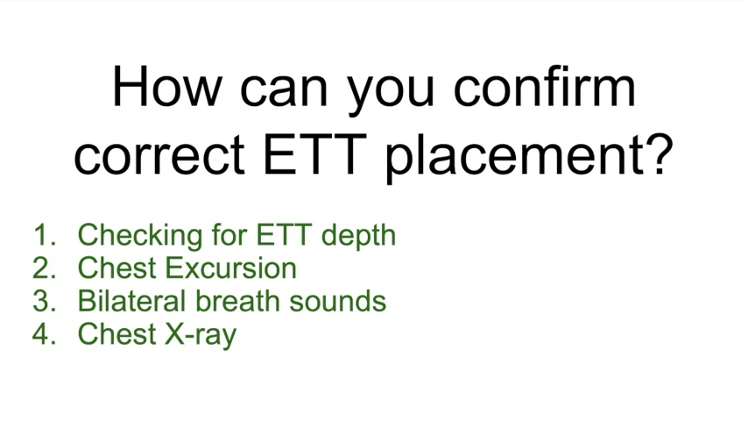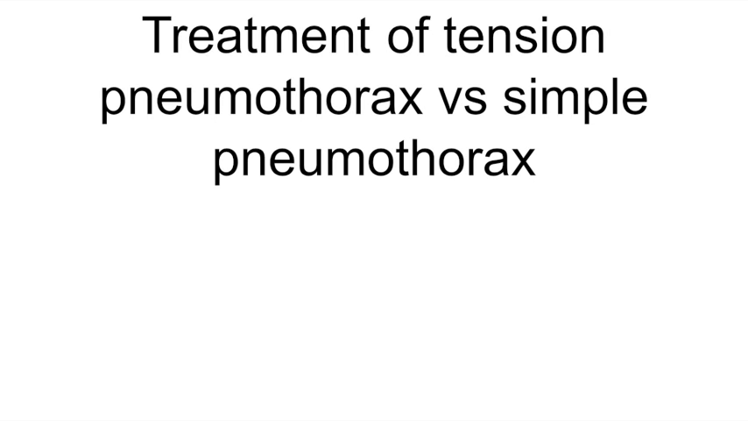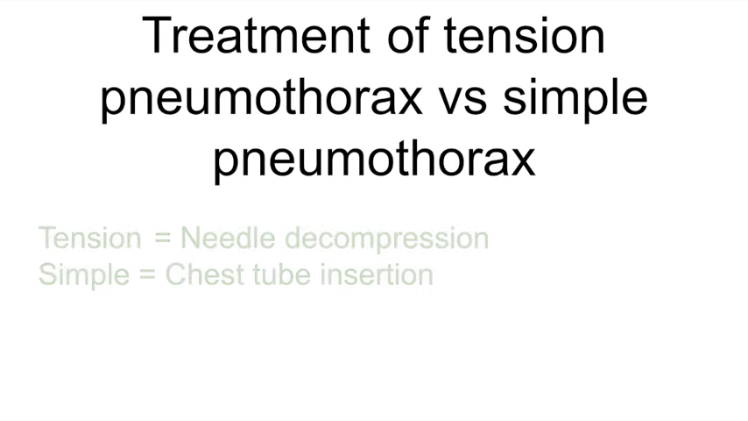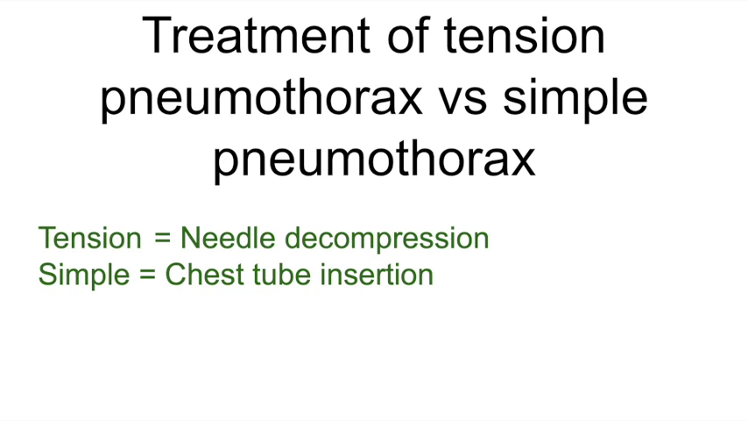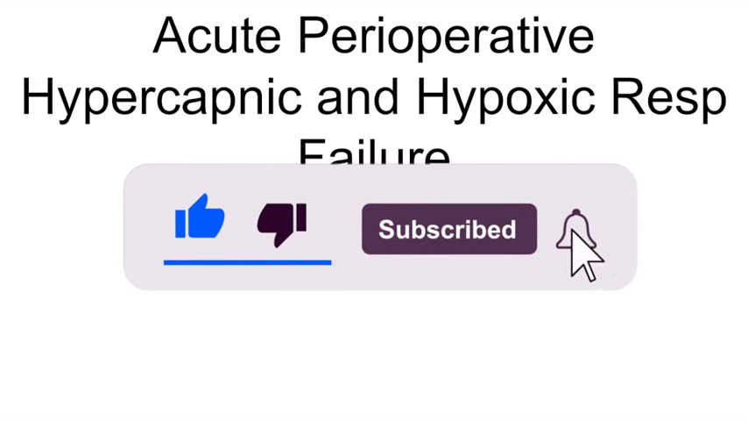Now, this is a concept that students commonly mix up, which is the treatment of a tension pneumothorax versus a simple pneumothorax. So let's take a minute and think about how would you treat these conditions. So for a tension pneumothorax, you'd use needle decompression, while for a simple pneumothorax, you would do a chest tube insertion.